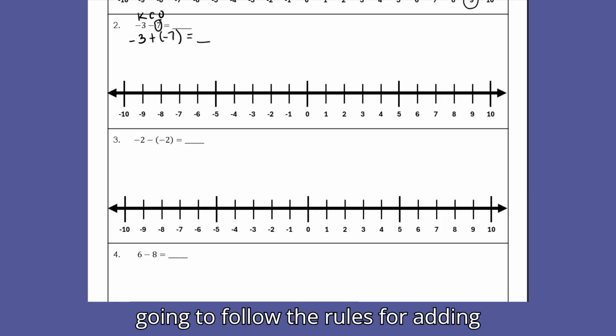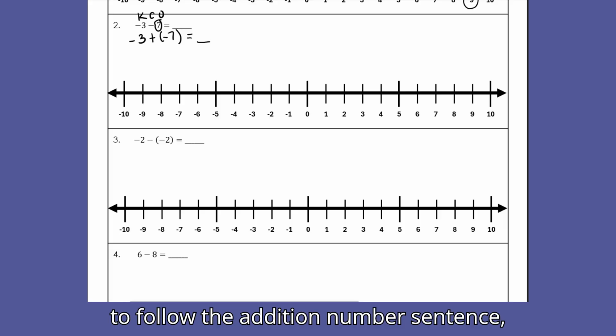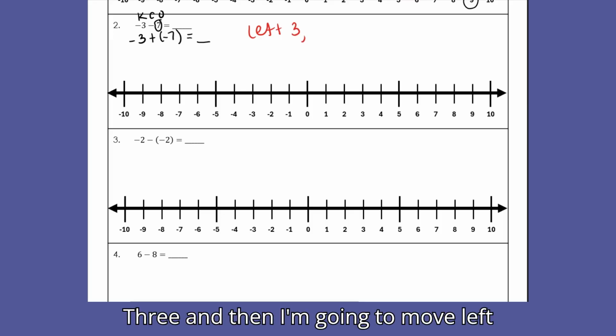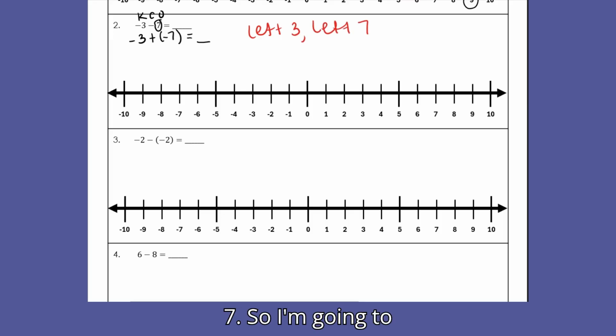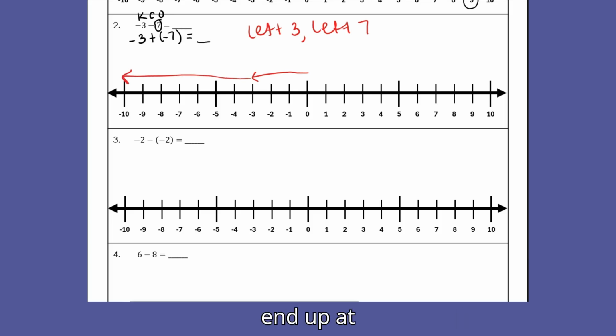And again, I'm going to follow the rules for adding integers on a number line, so I'm going to follow the addition number sentence, which tells me I'm going to move left 3, and then I'm going to move left again 7. I'm going to start at 0, move to the left 3, move to the left 7 more, and I end up at negative 10.